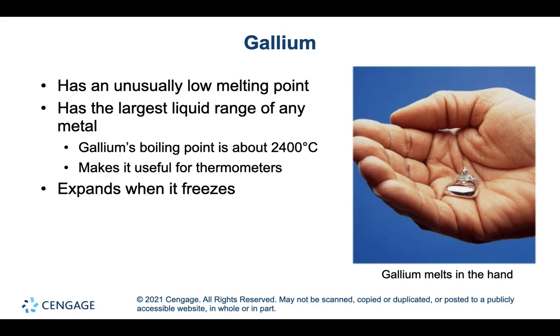So in high temperature thermometers, it's a useful metal because its ability to change density with temperature gives it the ability to move up and down a glass column. Gallium is one of the weird ones like water. It expands when it freezes. So gallium is another example like water of something that expands when it freezes.